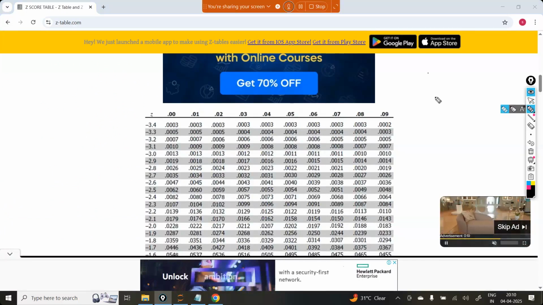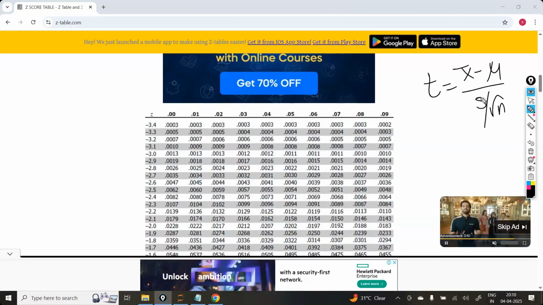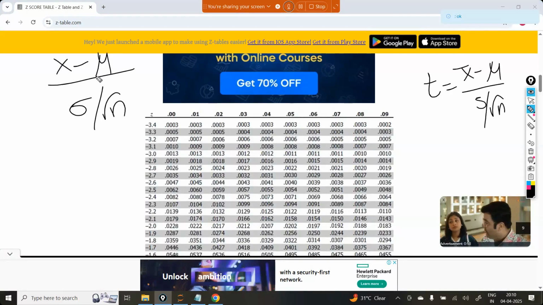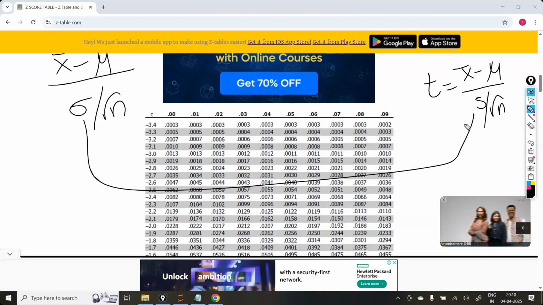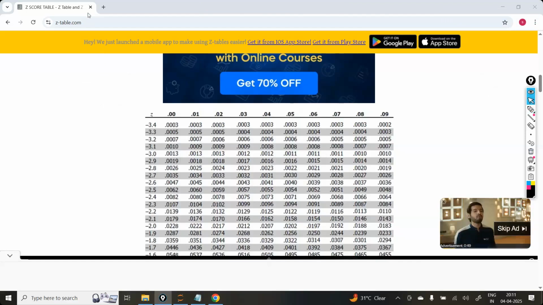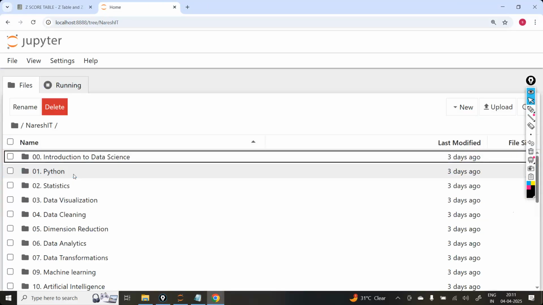What is the formula for t-test? T-test is equal to x bar minus mu divided by s by square root of n. Instead of sigma, we have to write s, the sample standard deviation. This portion has to be filled with the s. Clear? Now, next, let's move on to the next one.